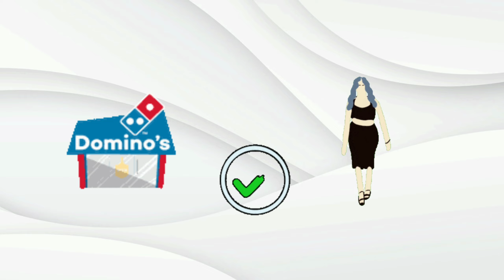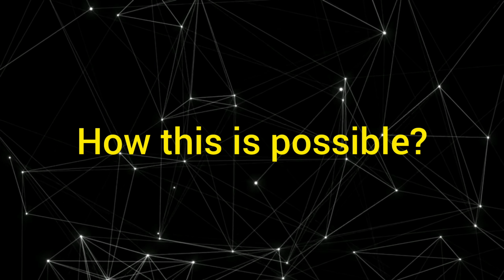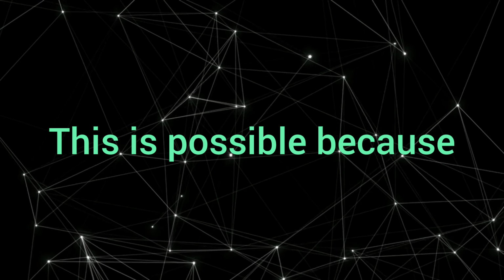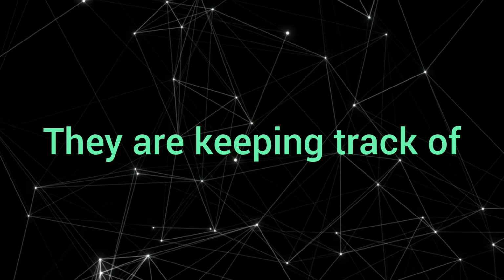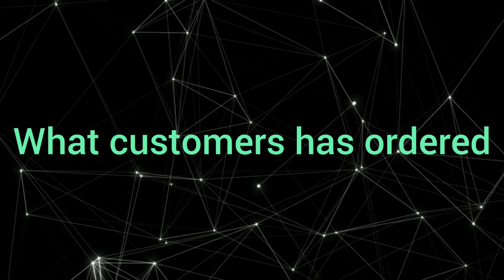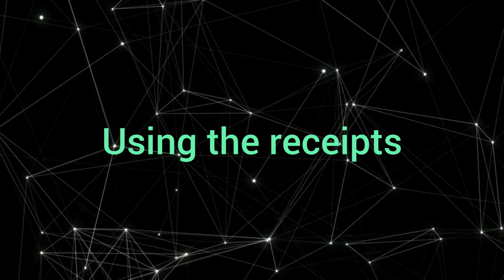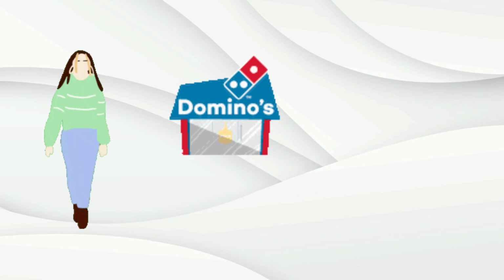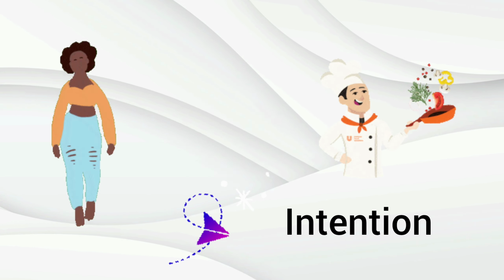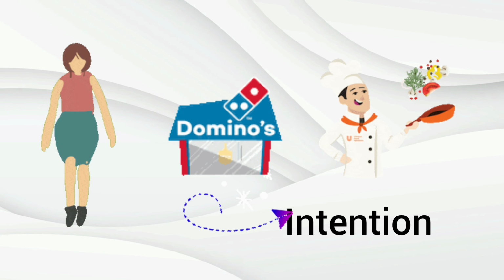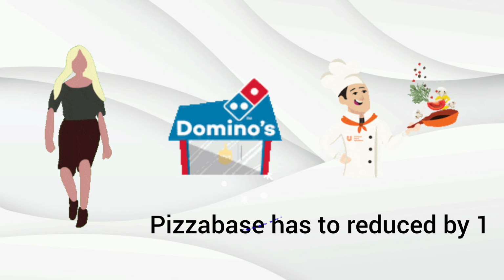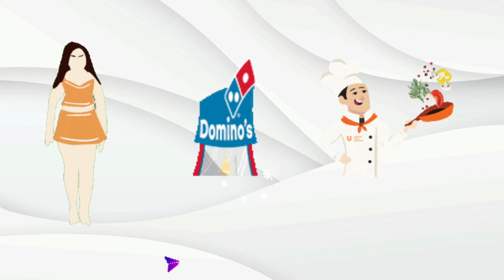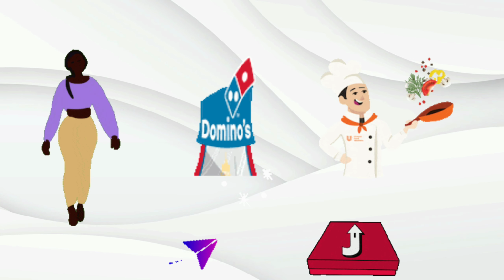So this way, pizza shop can handle many customers efficiently, making sure everyone gets the right pizza without any confusion or missing ingredients. And how is this possible? This is possible because they are keeping track of what customer has ordered using the receipts. So here we went to a shop and explicitly told the chef about the intention, that is, the action describing pizza base has to be reduced by 1, which means I am ordering one pizza.